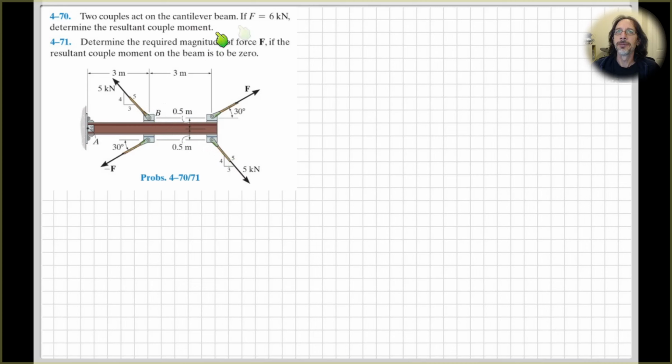And the question is, these two couples that act on the beam, if F is equal to 6 kilonewtons, so if this F over here is 6 and this one down here is 6, then what is the resultant couple? And then after that, determine the required magnitude of the force F if the resultant couple is to be 0. All right, so let's get started with the problem.